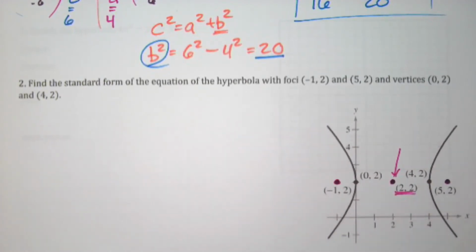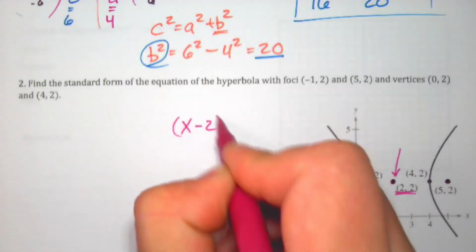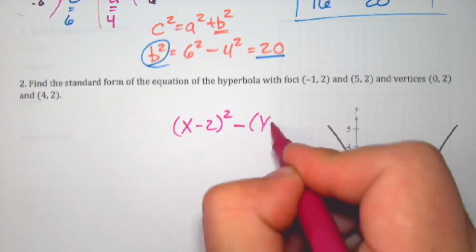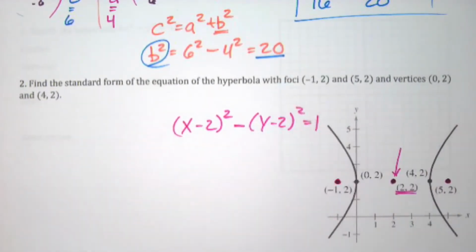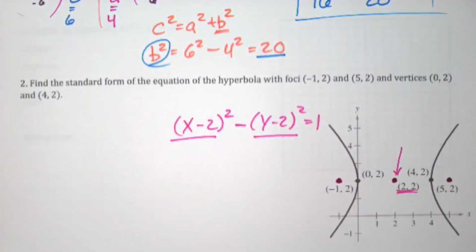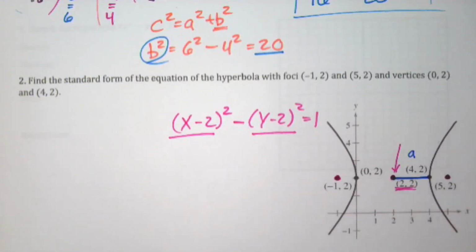We already know it's going to be horizontal. So we can already kind of dive into a little bit of filling out this standard form. So I have that horizontal shift of 2, and then vertical shift of 2 for that center. So I'm just going to get that filled out already. And now I need my a squared and b squared to divide by. Well, again, a is from the center to the vertex. So I'll just make note that's our a right here in blue.